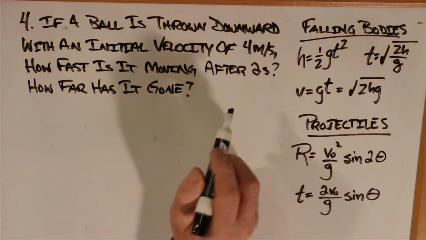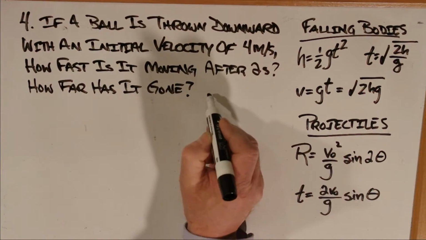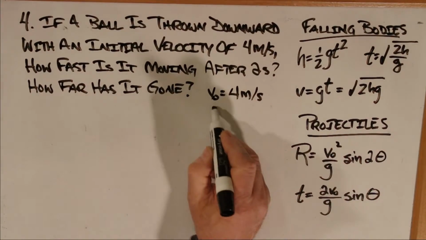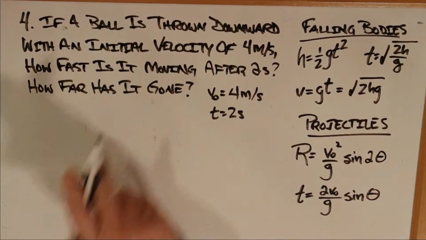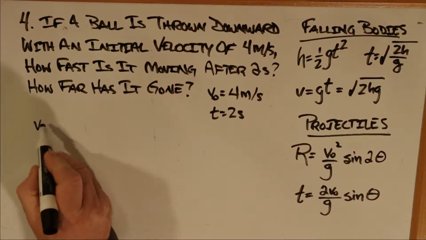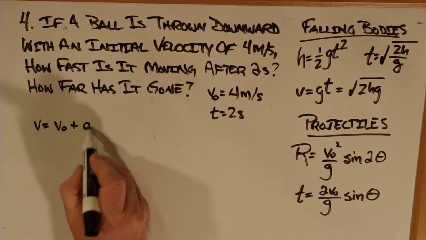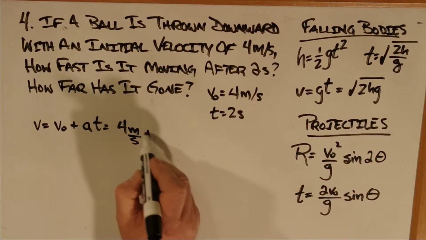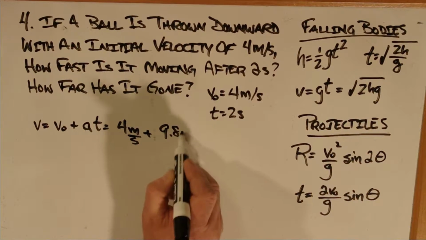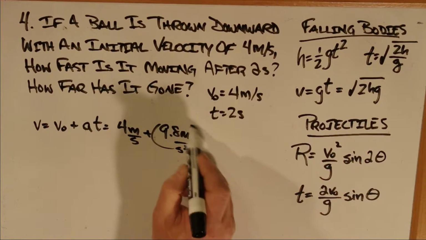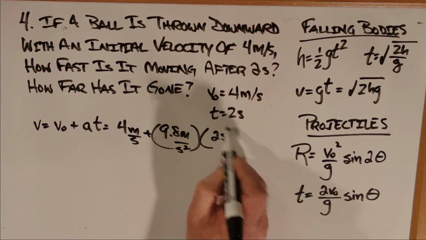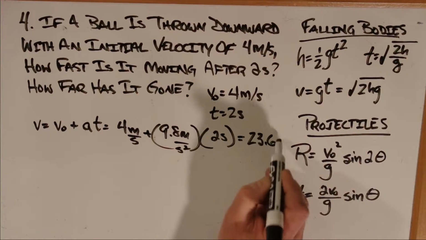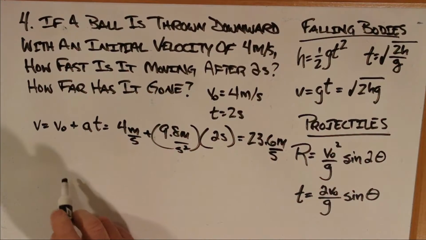The fourth question: if a ball is thrown downward with an initial velocity of 4 meters per second, how fast is it moving after 2 seconds? And how far has it gone? We've got v sub 0 as 4 meters per second. t is equal to 2 seconds. And we're asked to find v and s. You'll remember from our earlier problem set, v is equal to v sub 0 plus the gravitational constant times time. We substitute numbers in. It's 4 meters per second plus 9.8 meters per second squared times the 2 seconds that were given. And when we do the arithmetic, we come up with 23.6 meters per second.